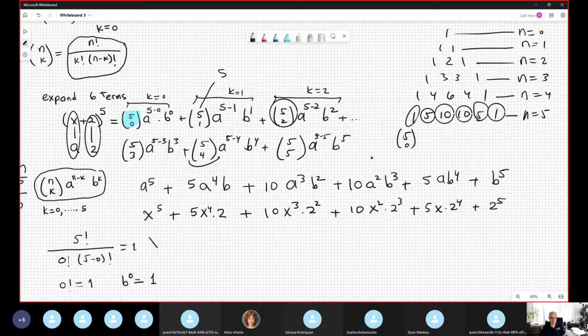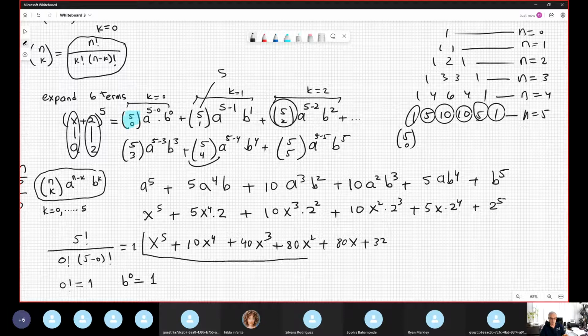My final answer is x to the 5th power plus 10, x to the 4th power plus 40, x to the cubic power plus 80, x to the 2nd power plus 80 again, coincidence, x plus 32, because 2 to the 5th power is 32. This is my final answer.